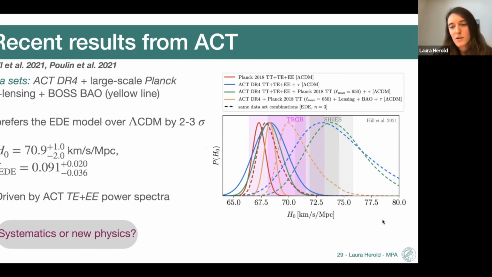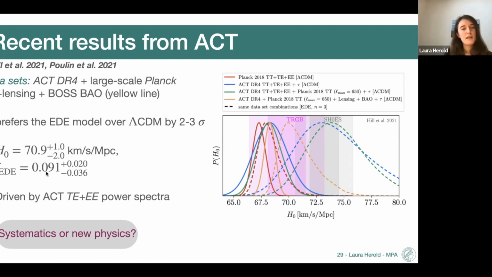So if you look at this 1D posterior, the red is Planck data only, the solid is the lambda CDM model, and the dashed is the EDE model. For Planck alone, introducing EDE cannot shift H0 to much higher values. But for the ACT dataset, which is the blue one, introducing early dark energy leads essentially to complete overlap with the SH0ES constraint. And the baseline dataset is the yellow, which also includes lensing and BAO. For the baseline dataset, they find that the data prefers an H0 of 71 and f_EDE of 9%.